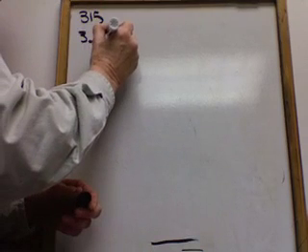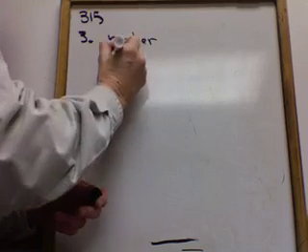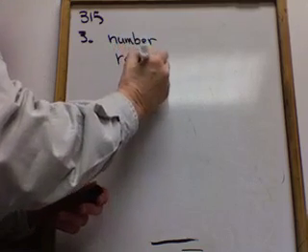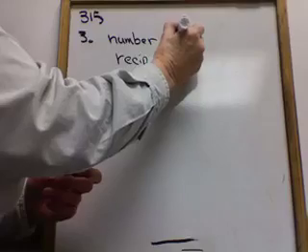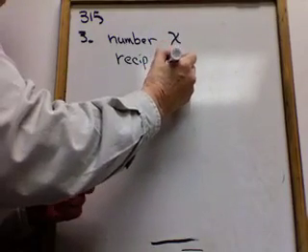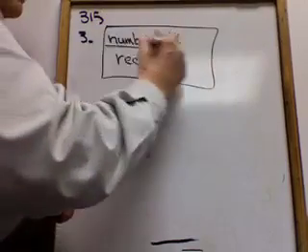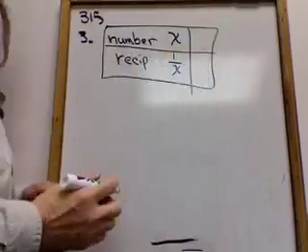So they talk about a number, and they talk about its reciprocal. So if the number's x, what do you think the reciprocal could be? 1 over x. Right. There we go. There's our chart. All right, and we can get our answers.